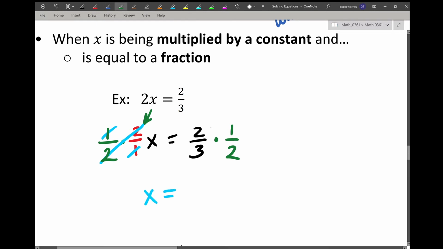Now we just need to multiply the right hand side. 2 times 1 is 2. 3 times 2 is 6. And this would give me a final answer of 1 over 3.